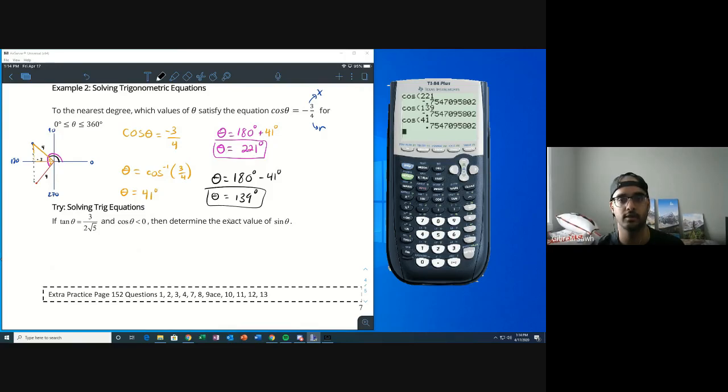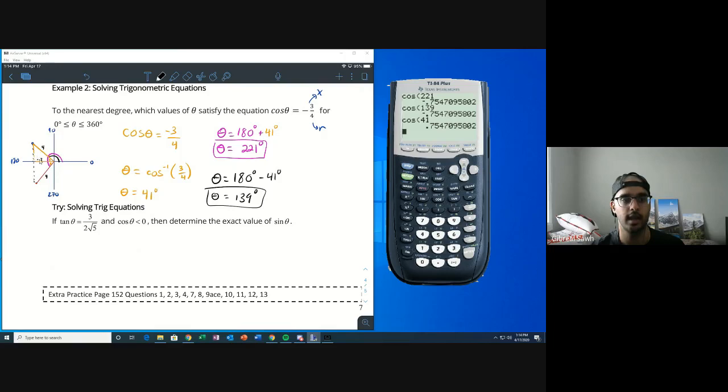I've got two answers. They both fall inside the domain. Both technically give me the same ratio. So be very careful. You do have to check both scenarios. Now, for a trig equation like the one underneath, they will give you a second piece of information to usually eliminate one of these choices.